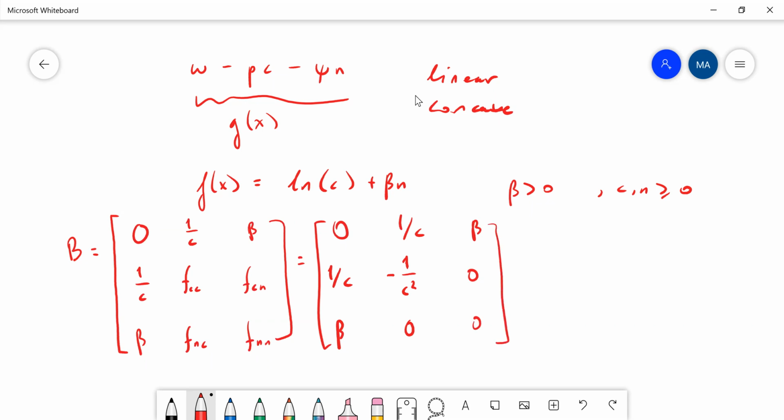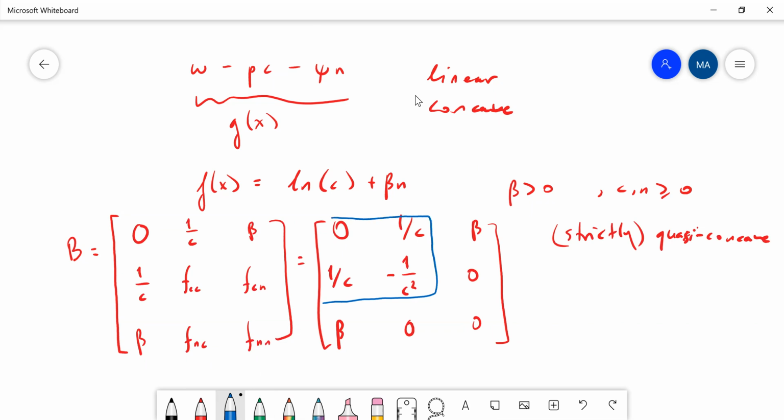Okay? So how to check that this function is strictly quasi-concave, or just quasi-concave, of course? Well, the first determinant I'm going to look at is just this, and it is directly negative, right? Because it is 0 times minus 1 over c squared minus 1 over c times 1 over c. So it is minus 1 over c squared, always negative.